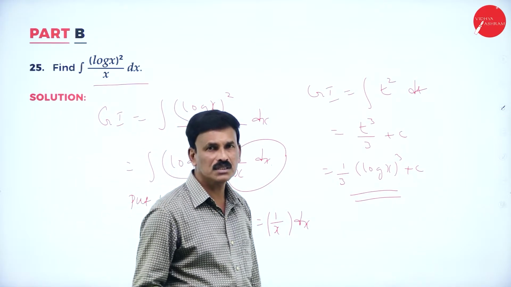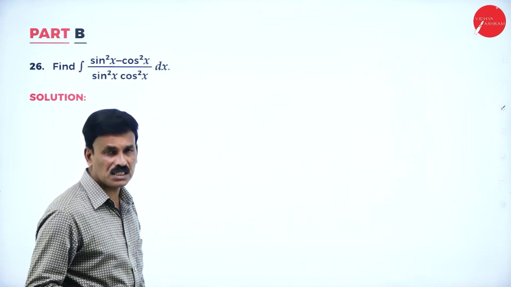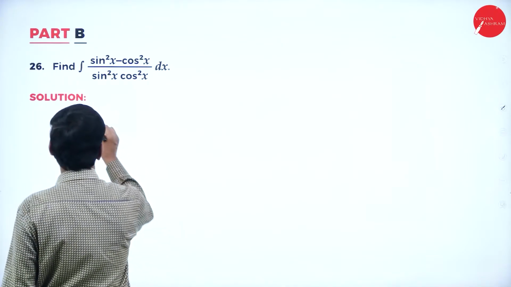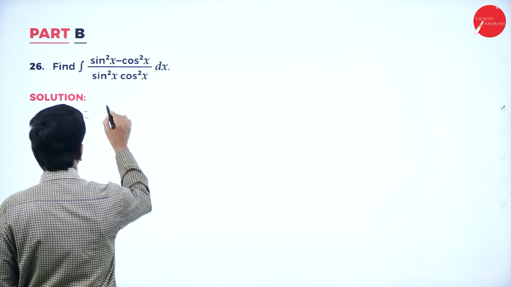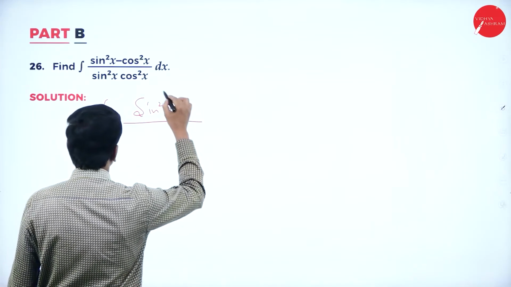Okay, that's it. Now, let us come to the next problem. Question number 26. Again, this is from ordinary integrals. So, here this can also be written as integral sin square x, term by term division.